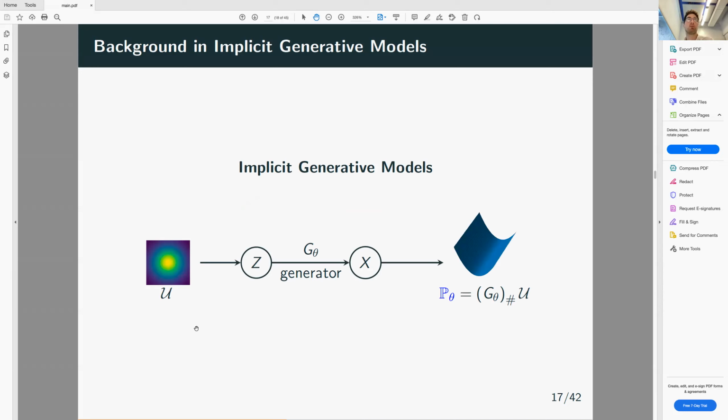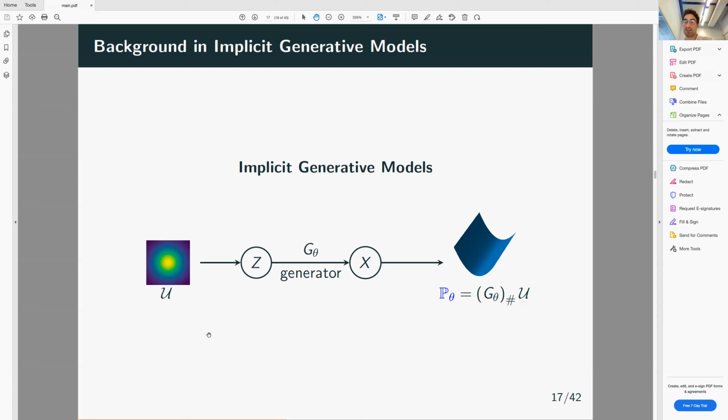So GANs, what are they? At the core, GANs are what we call implicit generative models. An implicit generative model transforms a base distribution U, for example a very simple distribution like an isotropic Gaussian, by mapping the samples of U using a generator G theta that is usually parameterized by a neural network. And that results in a probability distribution P theta that is the push forward of the base distribution U. So you are familiar with normalizing flows in this group, I assume. And so the main difference between normalizing flows and GANs is the fact that GANs are not defining bijections.